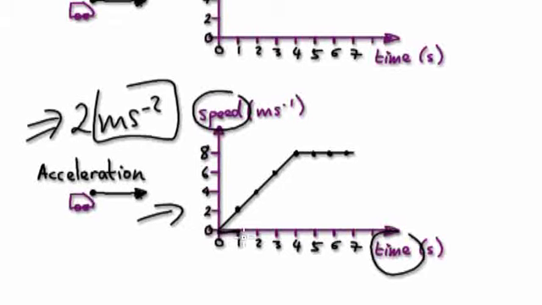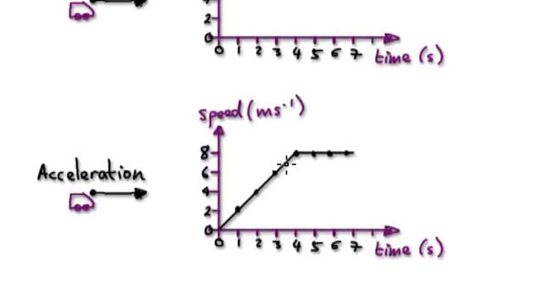So here he would have, after 1 second his speed will increase by 2. After another second, his speed will increase by another 2. After another second, his speed will increase by another 2. So when you have an acceleration of 2 meters per second squared, it basically means the gradient of the speed time graph will be 2.